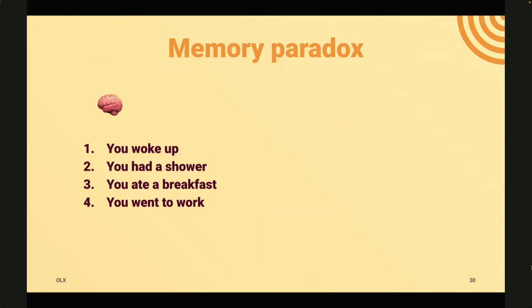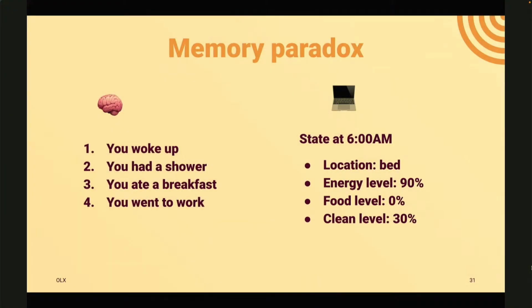that, for example, we remember events from our day, that we woke up, we had a shower, we ate a breakfast, and we went to work. But for some reason, we model our systems by capturing the current state. Like at 6 a.m., we have this state of parameters, that our location is in bed, our energy level is 90%, food level is 0, and clean level is 30.